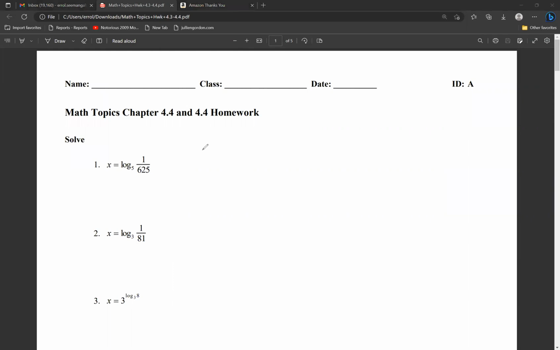Okay, solve. So 1/625 is 5 to the what? What exponent right here? Because we got base 5 right there, right? Hold on, let me get my calculator. That would be 5 to the what? 5 times 5 is 25. That's 125. I think it's 4. 25 times 25. I think it's 4, -4.